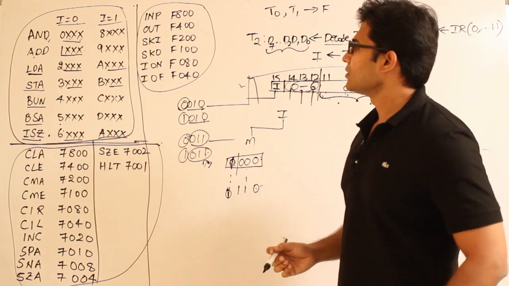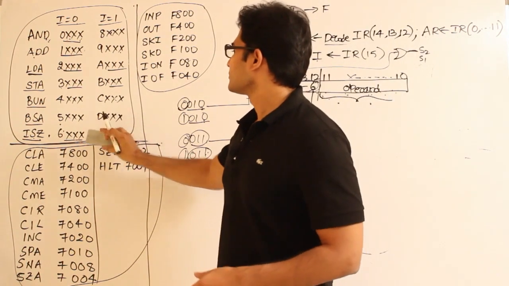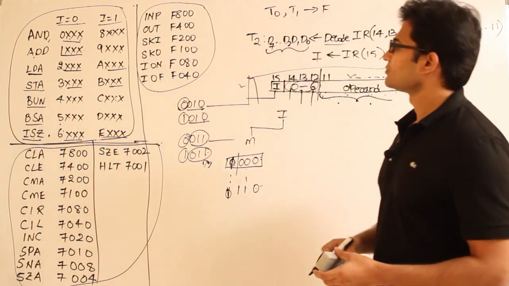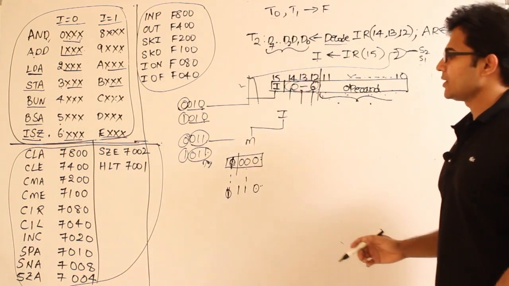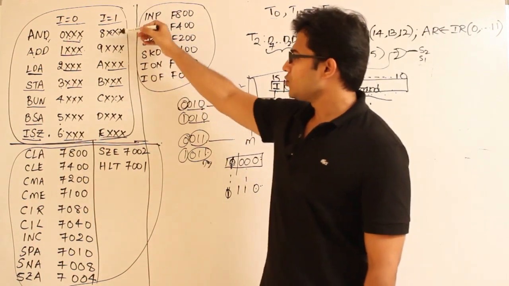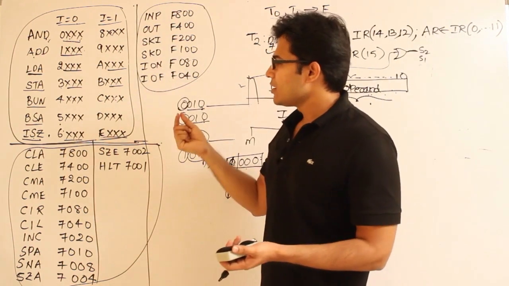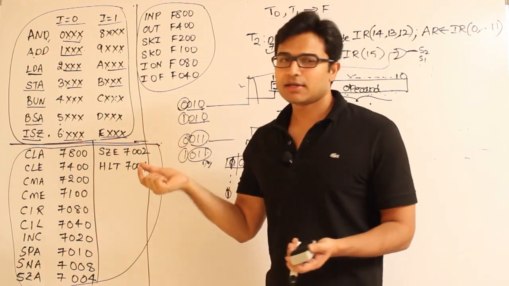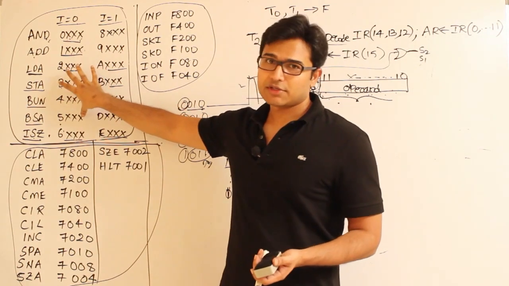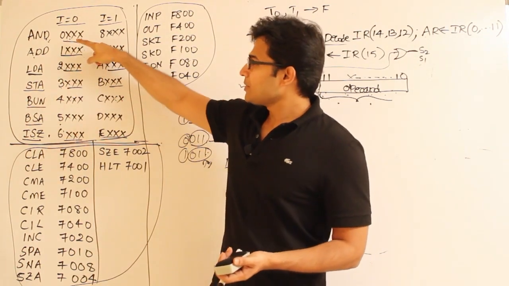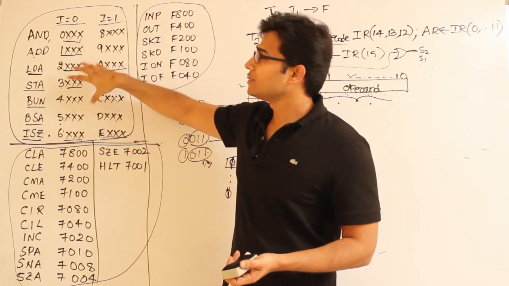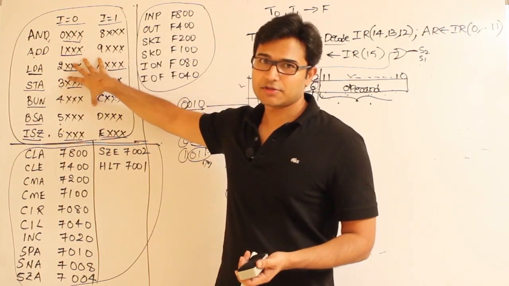I think this is ABCDE, right? This must be E, I guess. Yeah, the last one is 1110, therefore this must be E, from 8 to E. So by looking at the first hexadecimal digit, you can identify which type of instruction it is. If it is from 0 to 6 or from 8 to E, you can think that it is a memory related instruction.